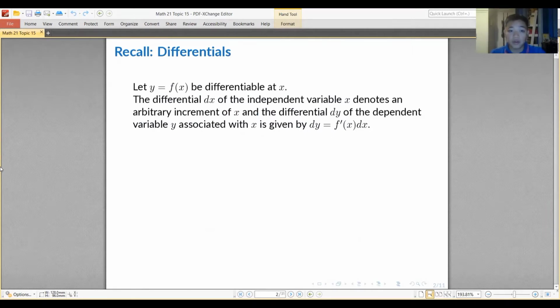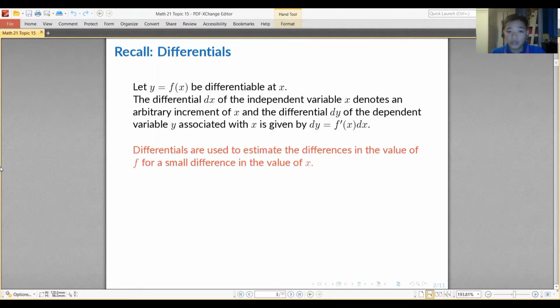So let's have the function y equals f(x) be differentiable at a point x. So the differential dx of the independent variable x denotes an arbitrary increment or a difference in value of x, and the differential dy of the dependent variable y associated with x is given by the product of the derivative f prime of x and the differential dx.